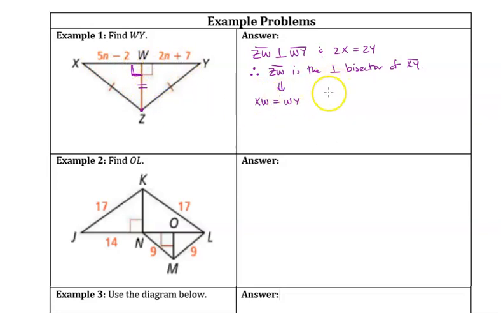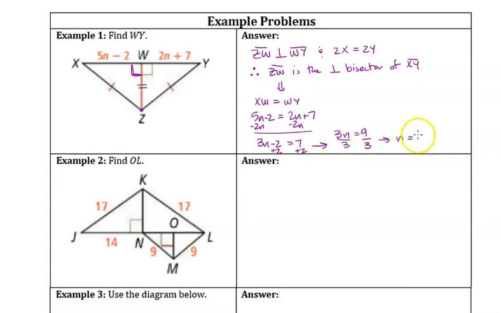But in any case, we now know that we can take the 5n minus 2 and say it equals the 2n plus 7. Then we can put our algebra skills to use here. We can subtract 2n from both sides to get 3n minus 2 equals 7. I'm going to add 2 to both sides. That's going to give me 3n equals 9. I'll divide both sides by 3. That takes me to n equals 3.